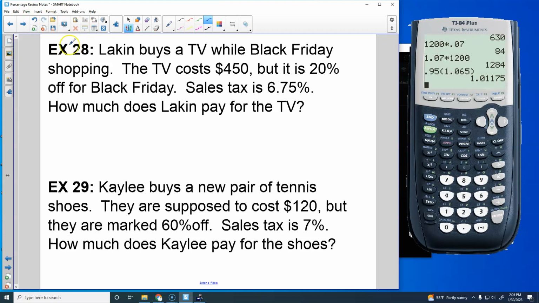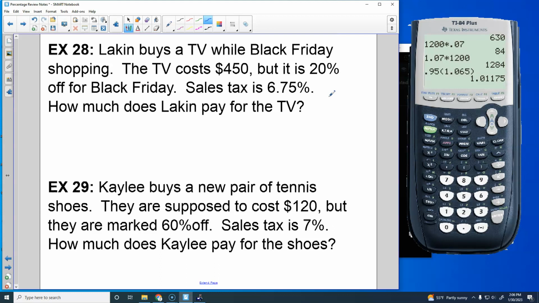All right. 28. Lakin buys a TV while Black Friday shopping. The TV costs $450, but it is $20 off for Black Friday. Sales tax is 6.75%. How much does Lakin pay for the TV? All right, first off, let's make a guess at this. Just a guess. Is it going to cost more or less than $450? Less, because our discount is bigger than our sales tax, right? If we only had like a 5% discount, it would still end up costing more than $450, because our sales tax would be bigger than our discount. But it should be less than $450.